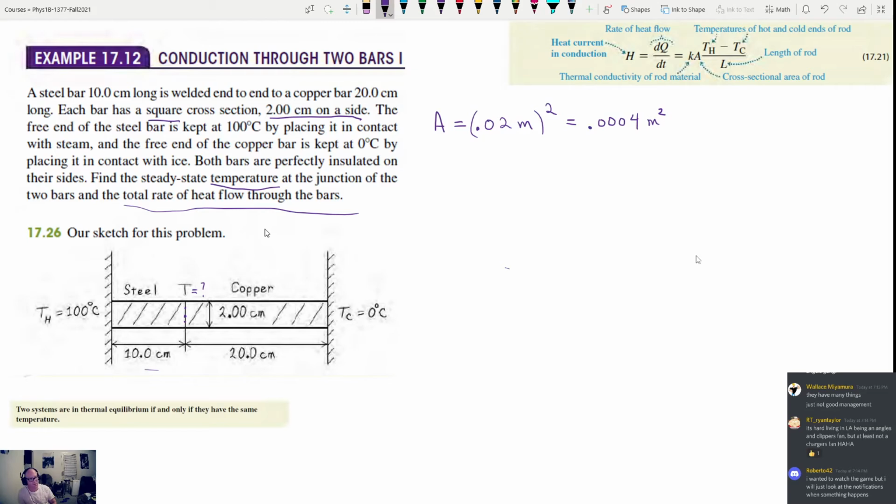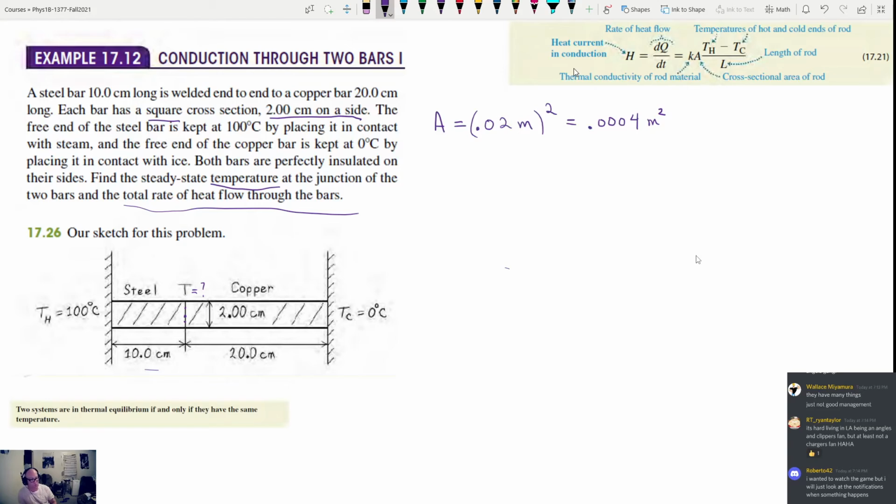Okay, so you've all had some time to think about this. How do you think that we should approach this? So far, the only equation we really have is this one right here. How can we make use of it in this case? Any ideas? So I said H of the steel is equal to H of the copper.